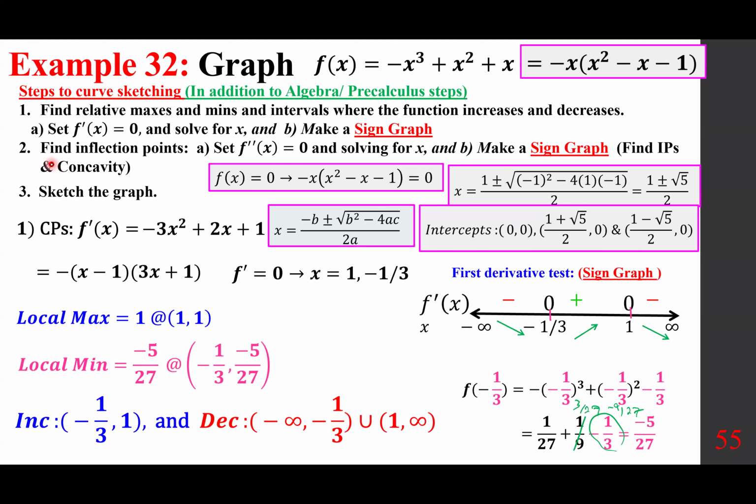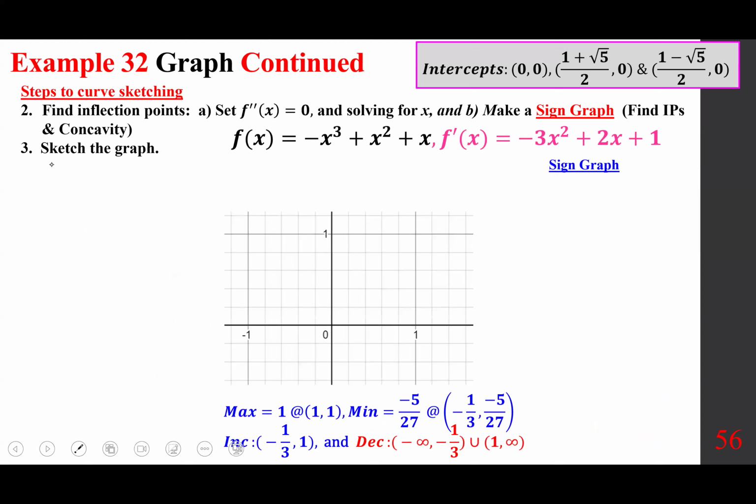Now we want to go to the second part. So first, I'm going to write everything from the previous page. Here's the function. Here's the f prime that we found. Here's the intercepts that we found. Here's the maximum. Here's the minimum. Here's where the function is increasing, decreasing. So this is just information from the previous page. And now I want to go to f double prime. So to find inflection points, I'm going to go to f double prime.